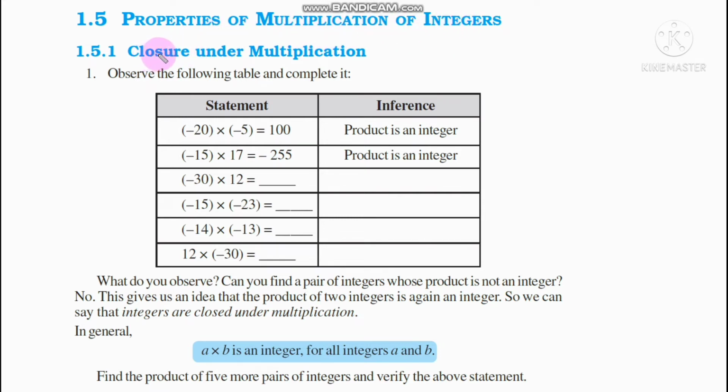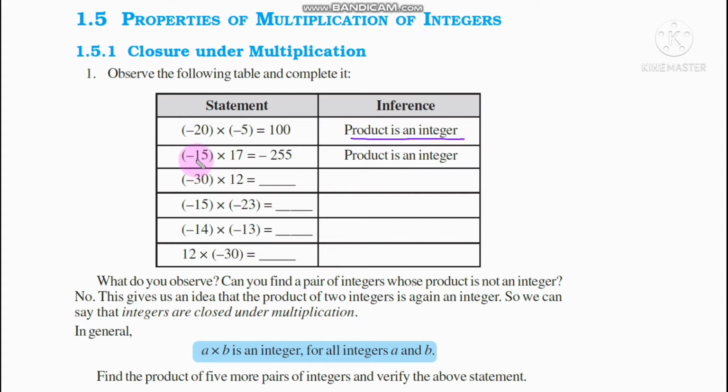First property is closure under multiplication. So we have seen closure under addition. Now we are going to see closure under multiplication. So observe the following table, children. So minus 20 into minus 5. Minus into minus is plus. So 20 into 5 is 100. So we are getting the product as an integer.